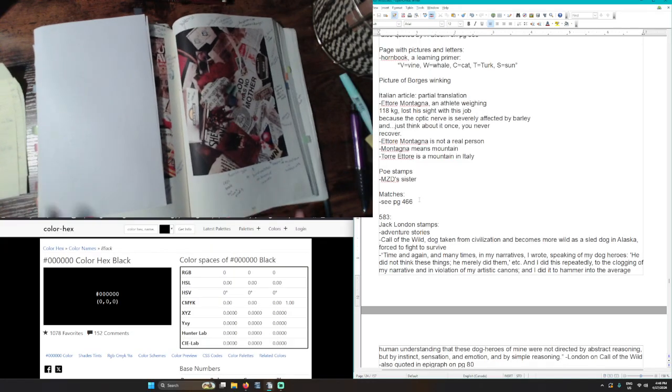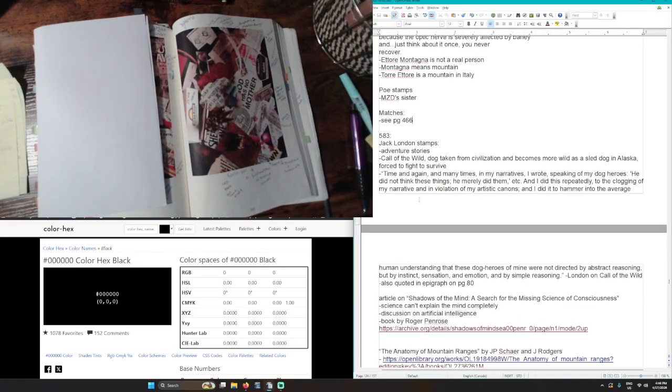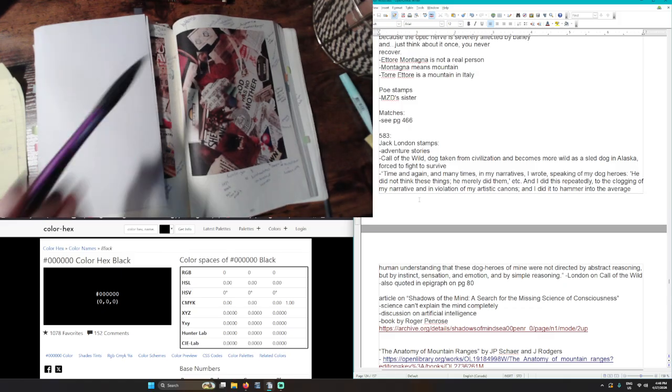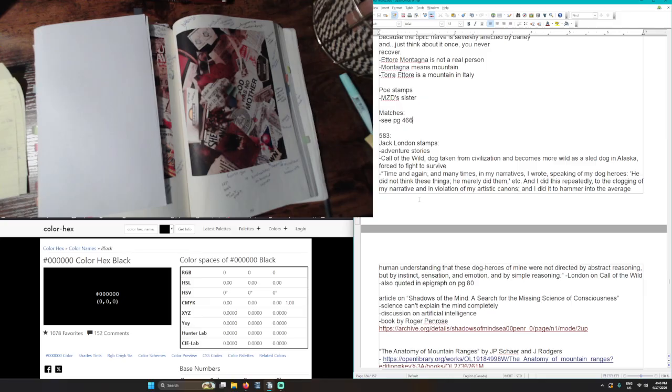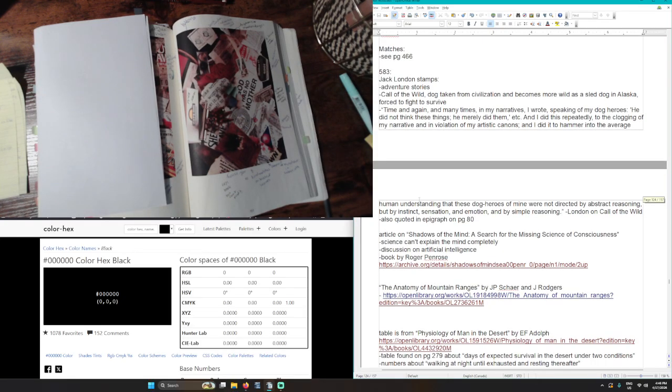This next collage up here, we have Jack London stamps. He wrote adventure stories. His most famous story is Call of the Wild, about a dog taken from civilization who becomes more wild as a sled dog in Alaska, where he's forced to fight to survive. And I like that Jack London had this to say on writing Call of the Wild.